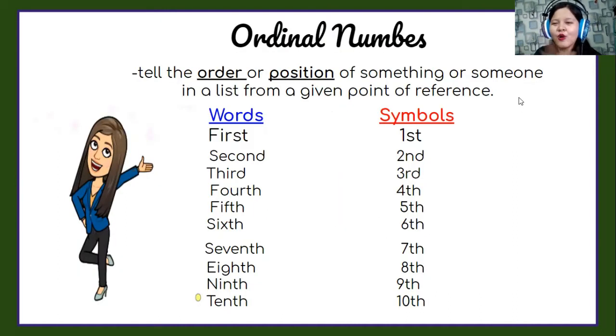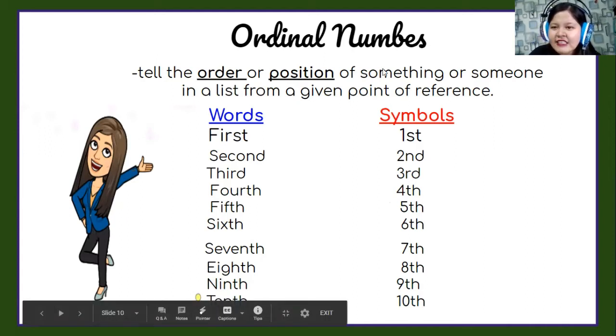Okay? So, ordinal numbers can be written both in words and in symbols. We have here first, and the symbol is 1, S, T. Second, 2, N, D. Third, 3, R, D. Fourth, 4, T, H, and so on and so forth. My question, how do you think ordinal symbols were written? We have there a numeral, which is 1, 2, 3, 4, 5, 6, 7, 8, 9, 10. And what else? We have letters.